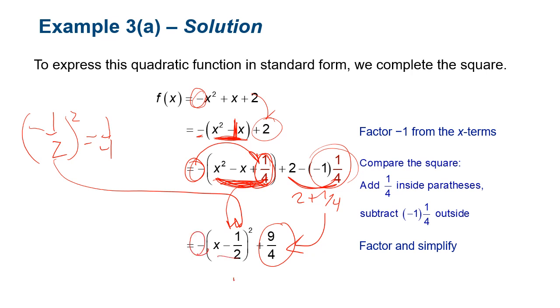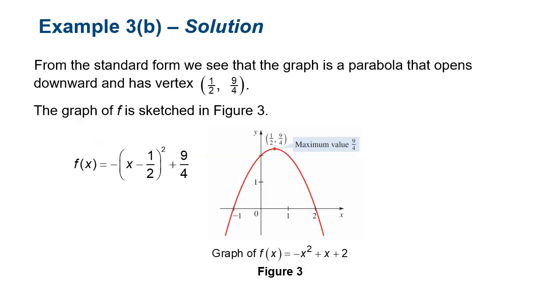So what does that mean? 1/2 to the right, 9/4 up, flip it over because of the negative. So 1/2 to the right would be here, 9/4 up puts me here. My vertex is (1/2, 9/4). It's flipped over because of the negative. So the maximum value we would get is 9/4. That's the y value. For the x value in the vertex, that's where our maximum value occurs.